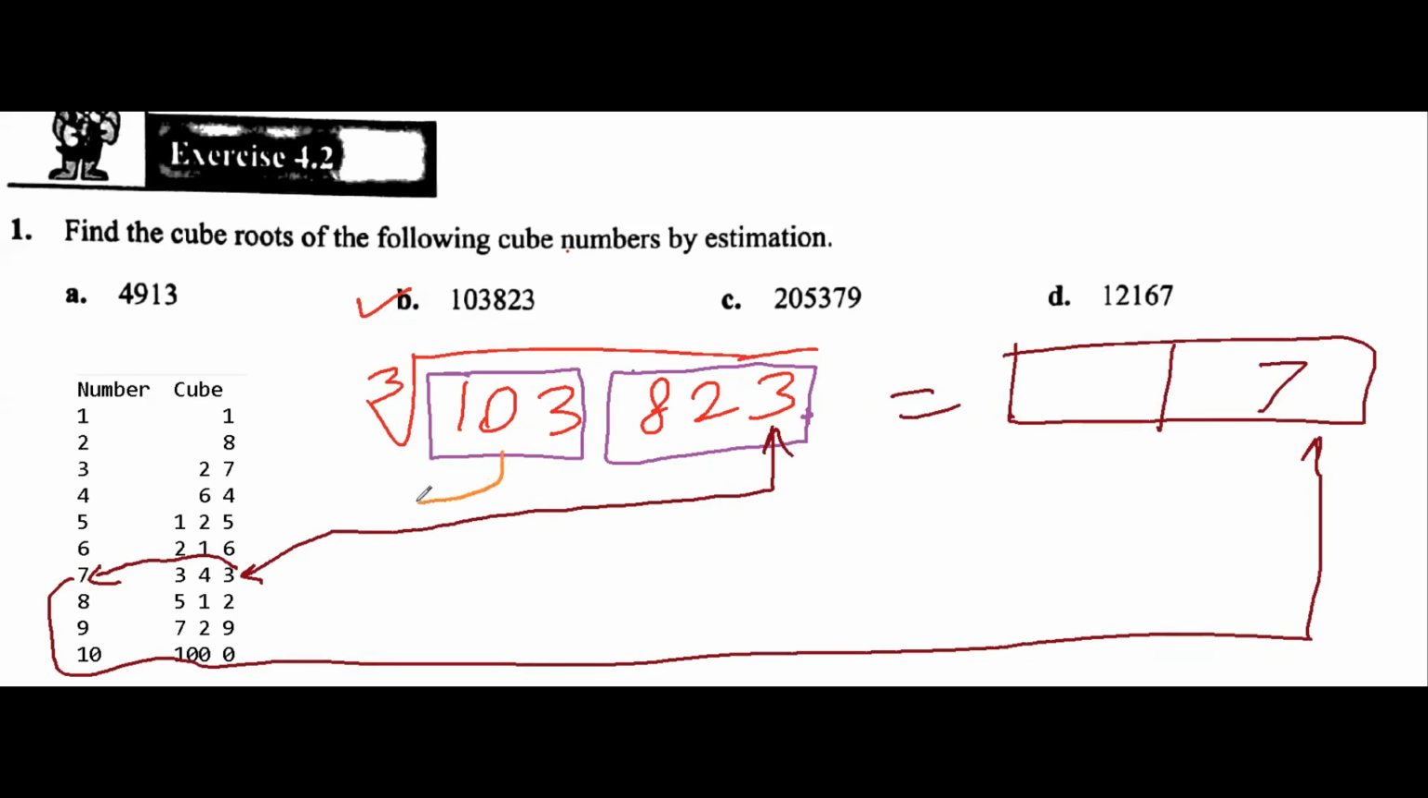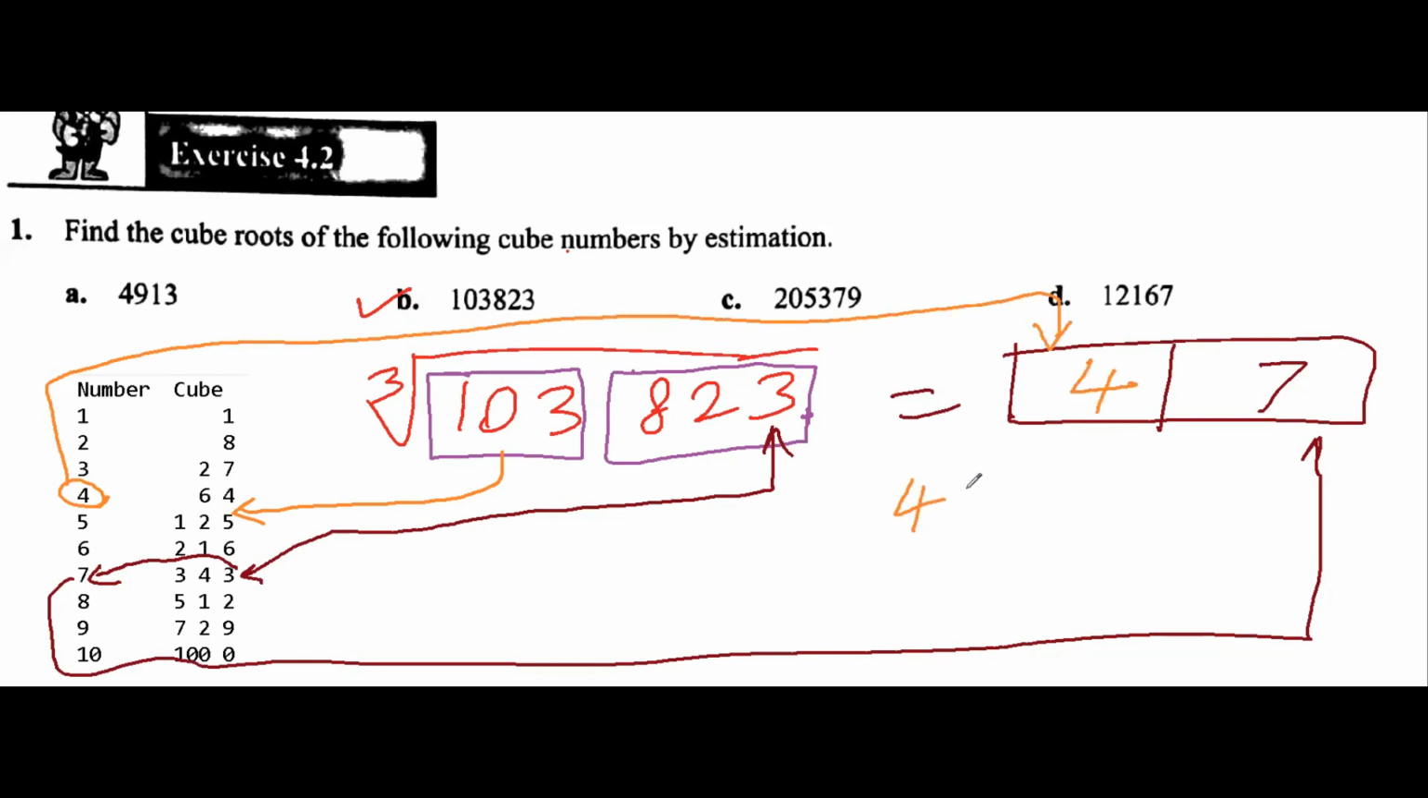Now this 103 lies between 64 and 125. Then which number will you pick? You will pick this 4, and you will keep this 4 over here, 47. So the cube root of 103823 is 47. 47 is the answer. Got it?